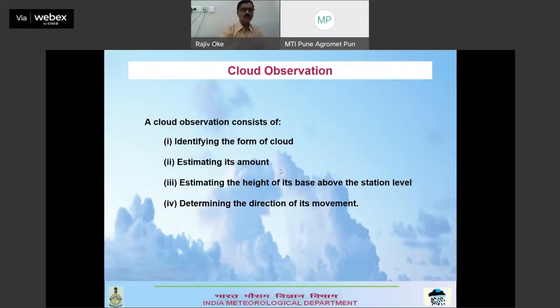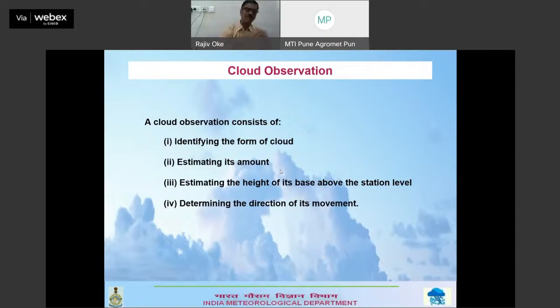Estimating its amount: after that you have to estimate whether it is low cloud, medium cloud or high cloud, which is an imaginary estimation. Then you focus on the low cloud only. Forget about the medium and high clouds and try to arrange the low clouds at one place in imagination. How much of the sky it occupies is your estimate. This estimation may differ a little from person to person, by 1 or 2 octa, not more than that. Next, estimating the height of the base above station level.